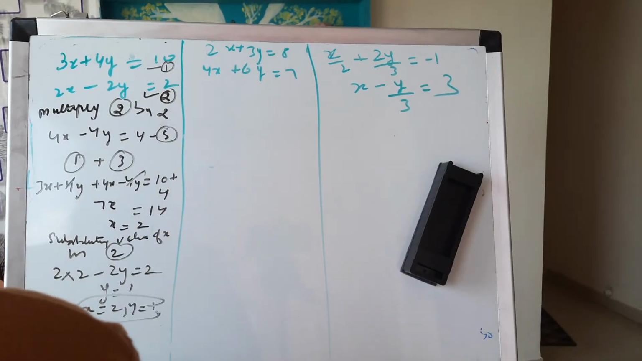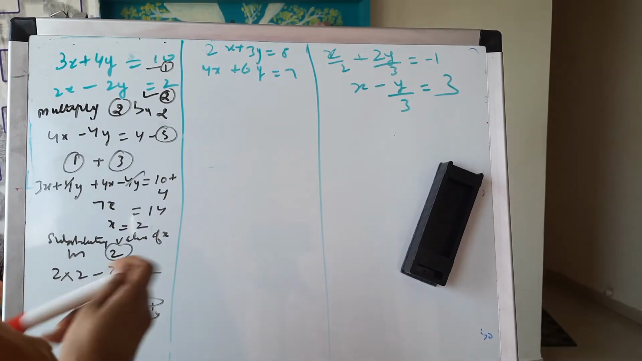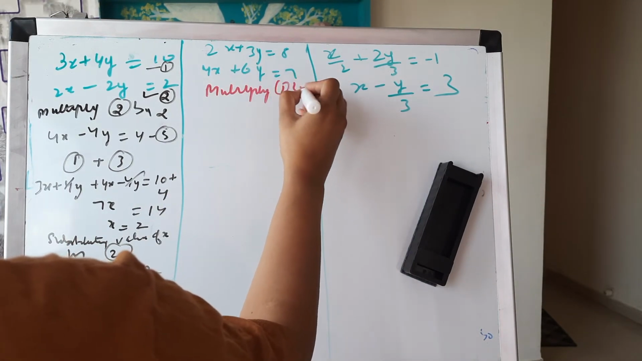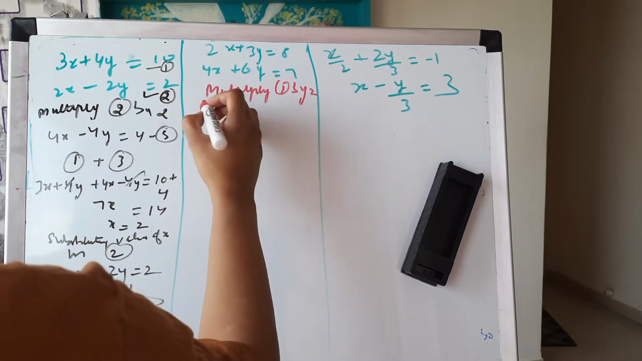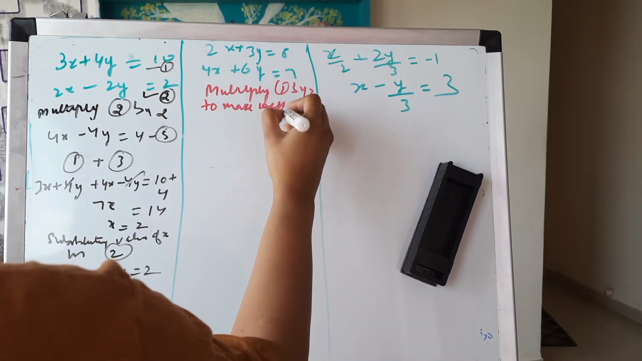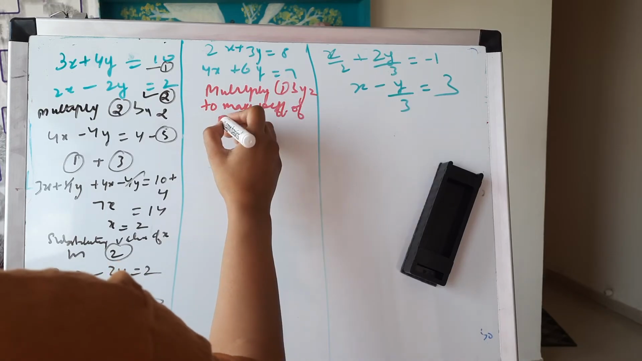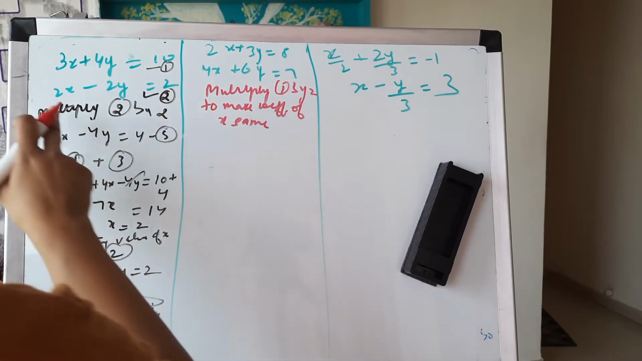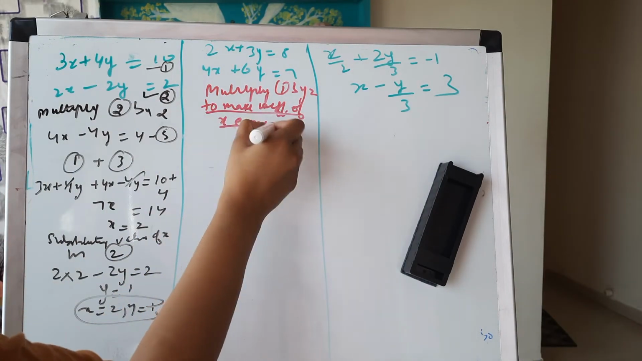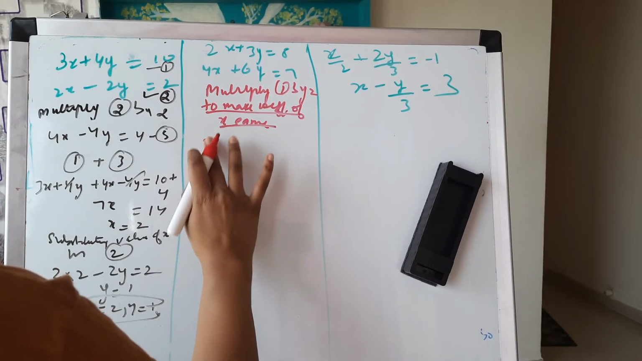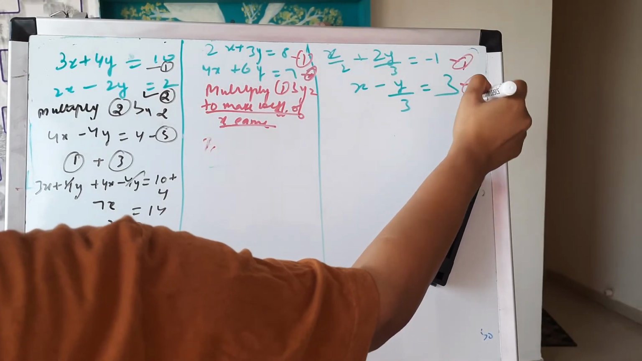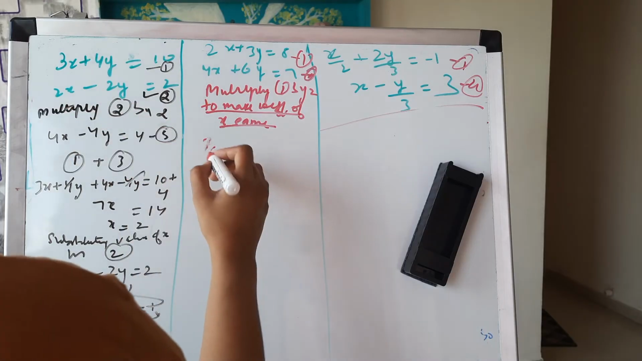Okay, moving on to the next question. Multiply 1 by 2, right, to make the coefficient of y same. You can write this line here. So when you multiply this by 2, 1 and 2, obviously, this is given. You have to write this.